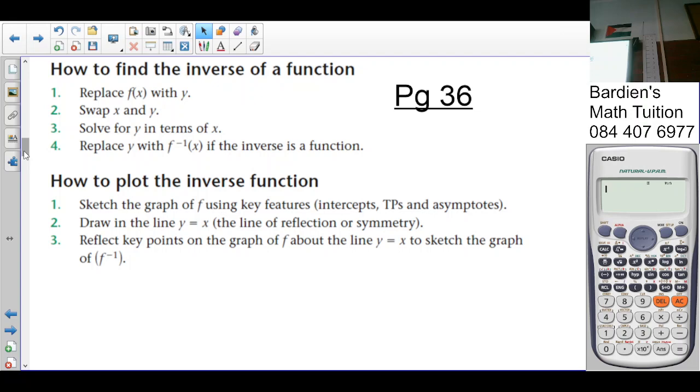How to plot the inverse function. Number 1, sketch the graph of f using key features: intercepts, turning points and asymptotes. Number 2, draw in the line y is equal to x, which is the line of reflection or symmetry. And number 3, reflect the key points on the graph of f over the line y is equal to x. So sketch the graph of f to the minus 1.